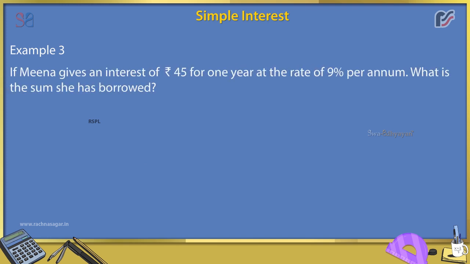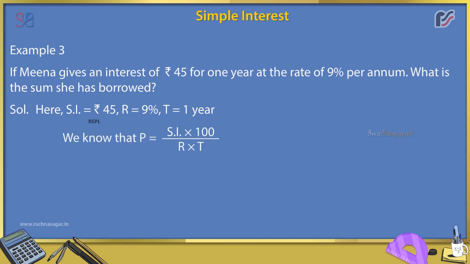Example 3. If Meena gives an interest of rupees 45 for 1 year at the rate of 9% per annum, what is the sum she has borrowed? Solution. Here, SI is equal to rupees 45, R is equal to 9%, T is equal to 1 year. We know that P is equal to SI into 100 by R into T, which is equal to 45 into 100 by 9 into 1, which is equal to 500. So, she borrowed rupees 500.